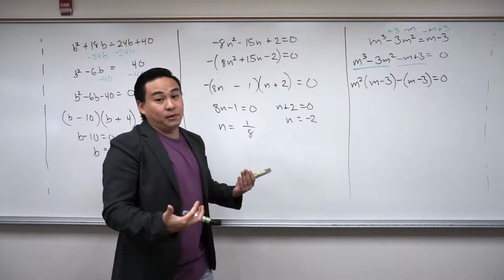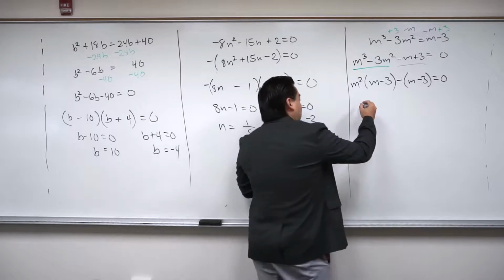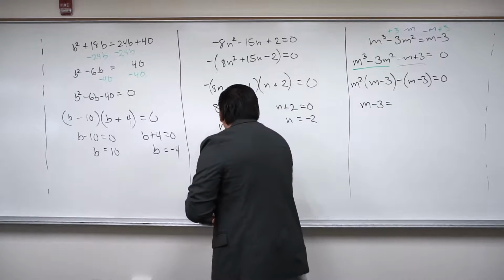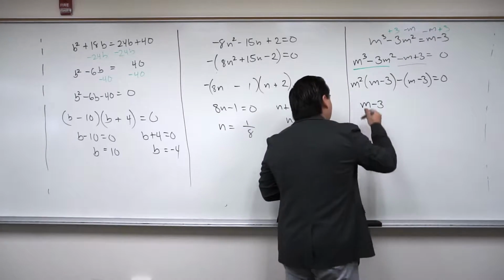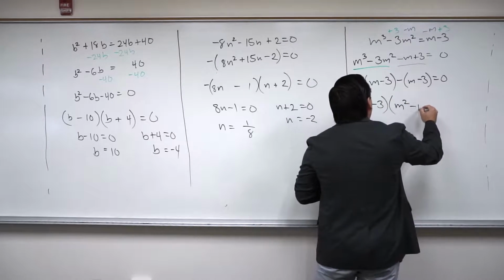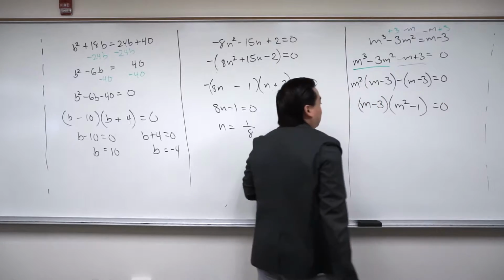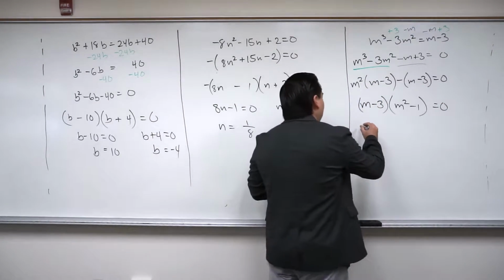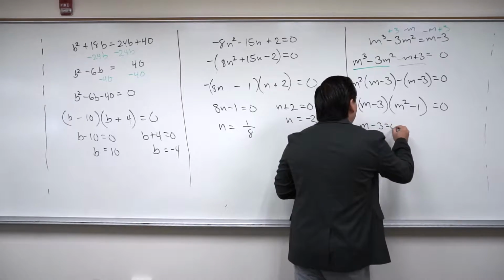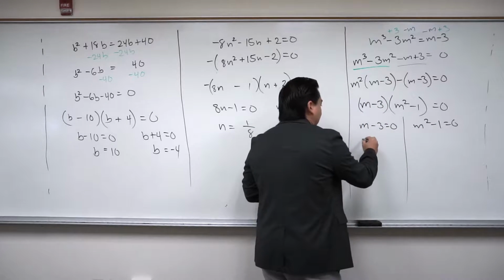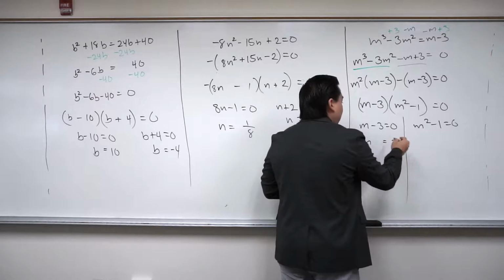And again, factoring out a minus 1 changes the sign. And what they have in common is the m minus 3. So m minus 3 is the multiplication, or the factor. And what goes inside here is whatever's left over. Set each of them equal to 0 again. So here m is equal to 3.